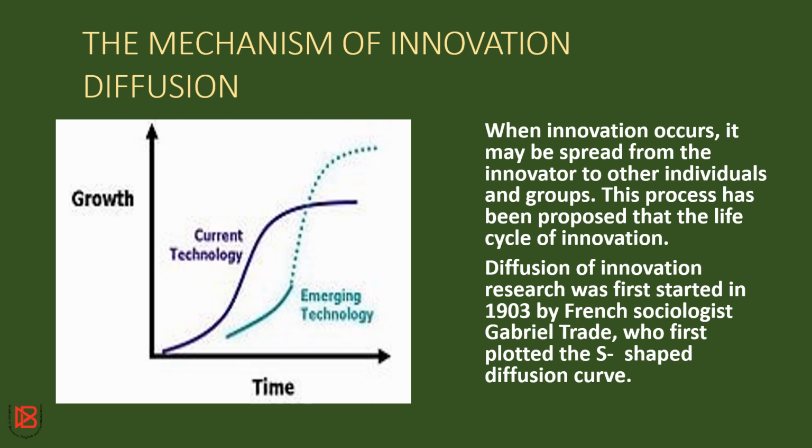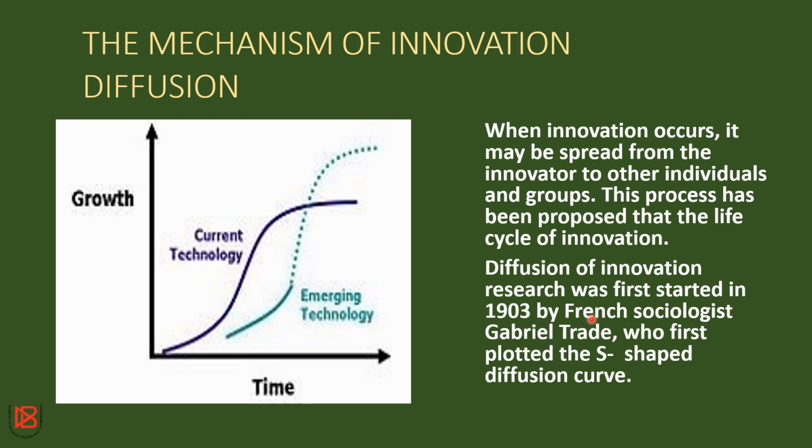Yes, we are talking of the mechanism of innovation's diffusion. When innovation occurs, it may be spread from an innovator to other individuals. If we look into current technology, people change the game altogether. There is a hierarchy, and you are changing from one direction to a different direction, you are improving upon it, and eventually you are reaching the pinnacle. You might be changing the game plan altogether.